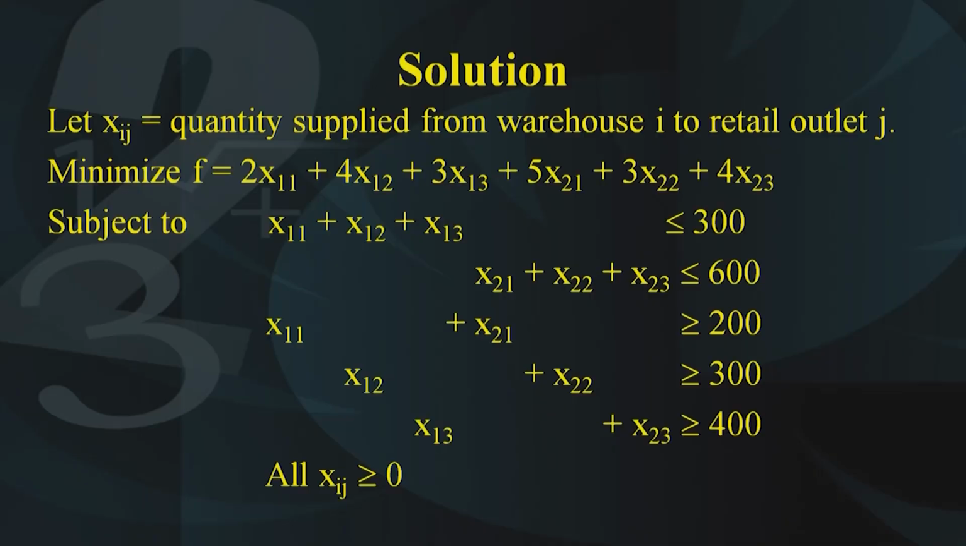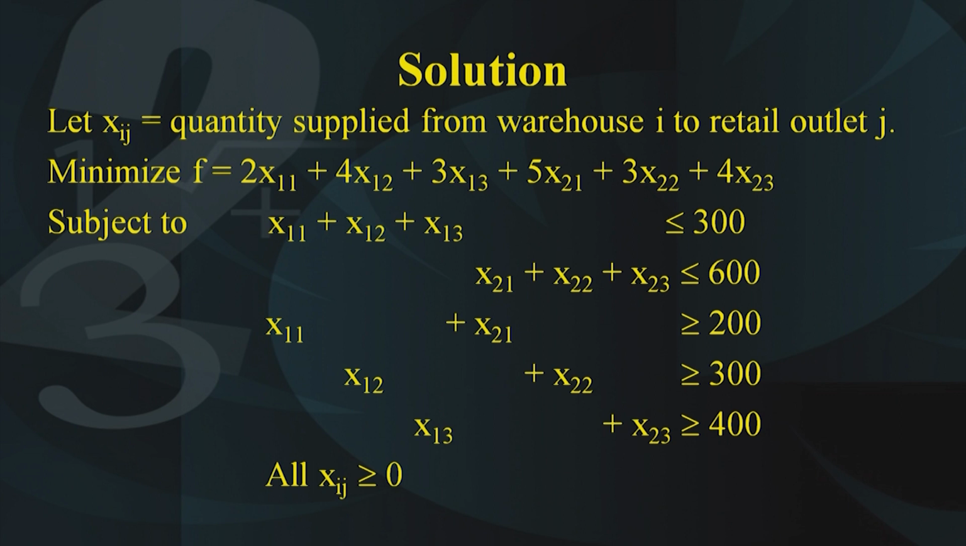So, first of all we need to model the problem as an LP. So, here is the solution. We need to define Xij decision variables. As you can see, there are 6 decision variables. Xij is the quantity supplied from warehouse i to retail outlet j. So, Xij, i varies from 1 to 2 and j varies from 1 to 3.